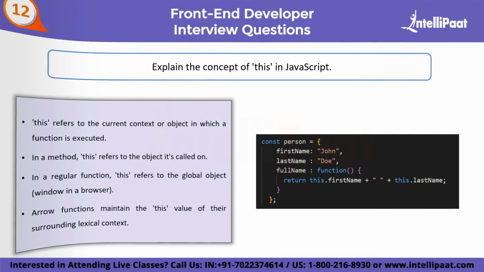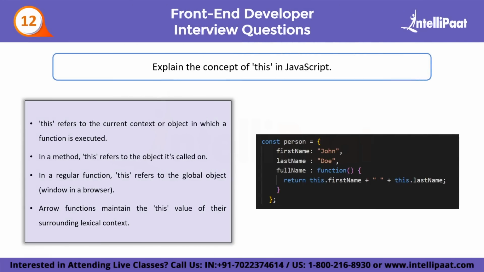Moving on to our next question. Explain the concept of this keyword in JavaScript. The answer to this question is, in JavaScript, this is a special keyword that refers to the object it belongs to. The value of this depends on how a function is called. If this is used outside of any function, it refers to the global object, which is usually the window object in browsers. When this is used inside an object method, it refers to the object that owns the method.